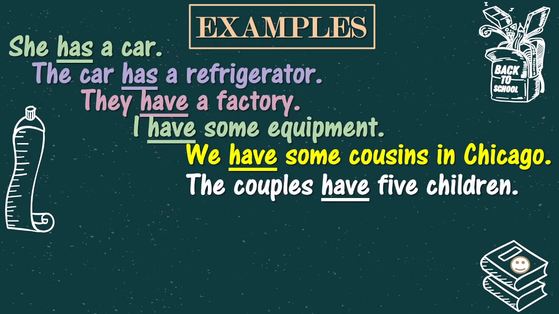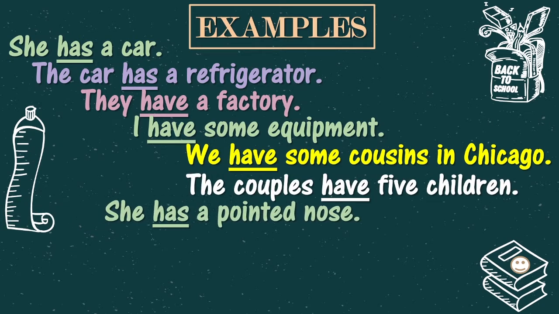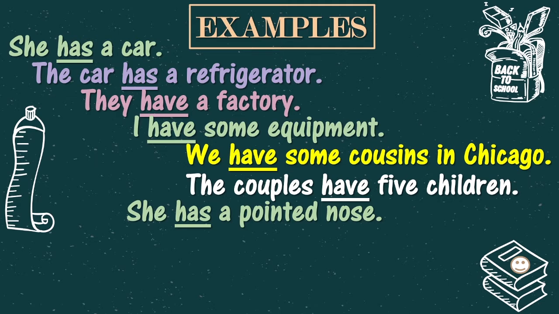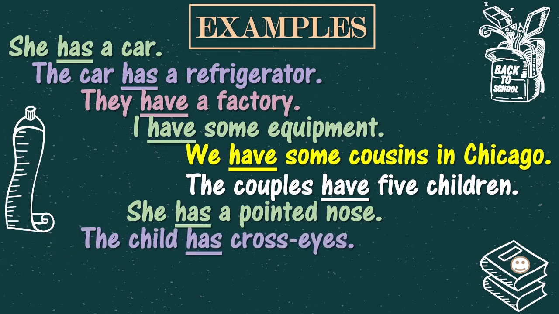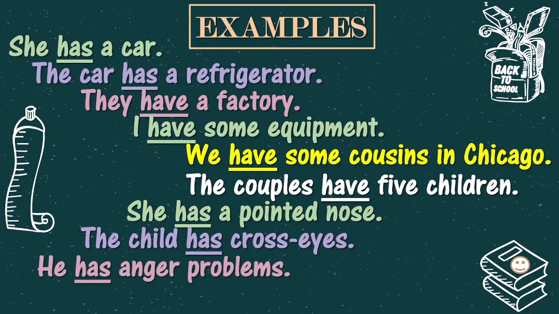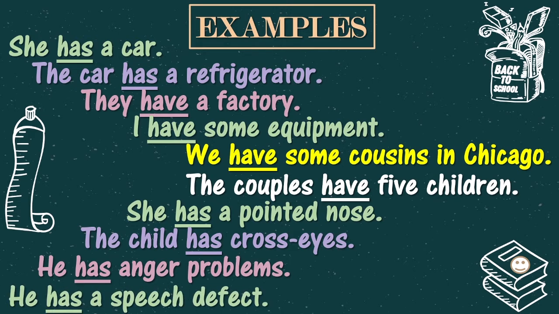The couples have 5 children. She has a pointed nose. The child has crossed eyes. He has anger problems. He has a speech defect.